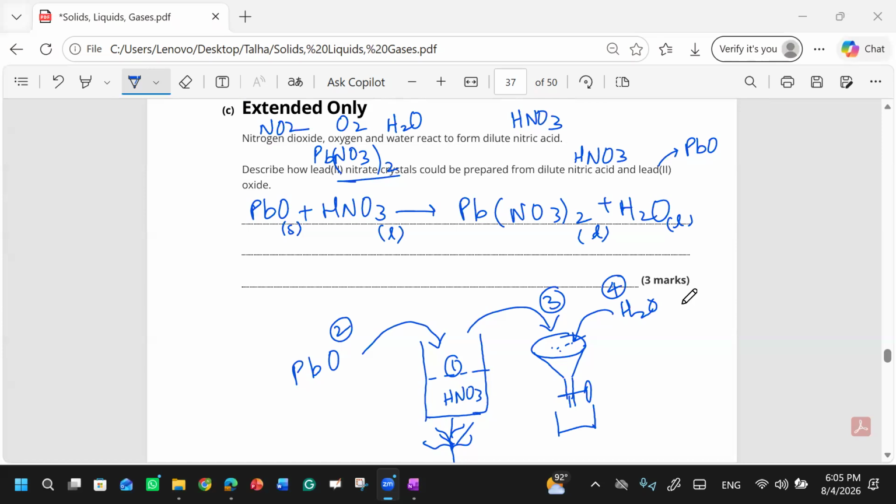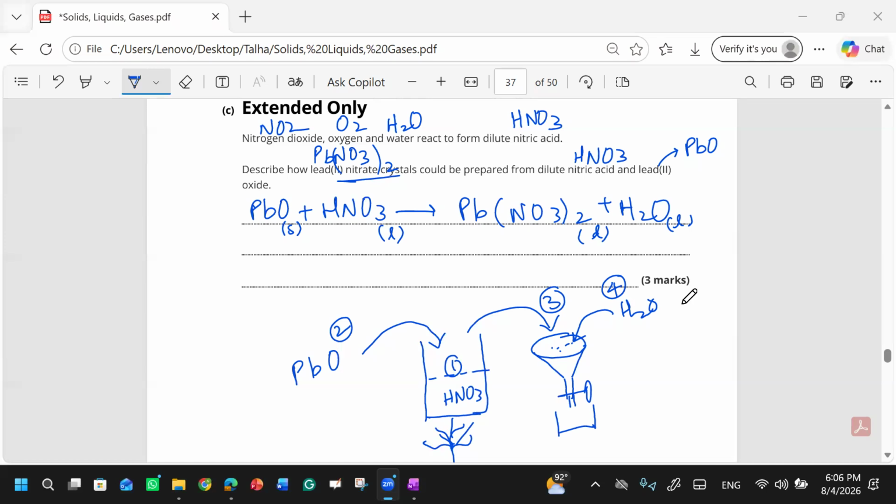Then your filter part will come, where you filter the mixture using the funnel and the filter paper to remove the lead oxide, and then you have a clear filtrate of lead nitrate solution. Then you will heat it to get the crystals. No, you will not evaporate it, you will just heat it. In the end, you will wash it. Okay.